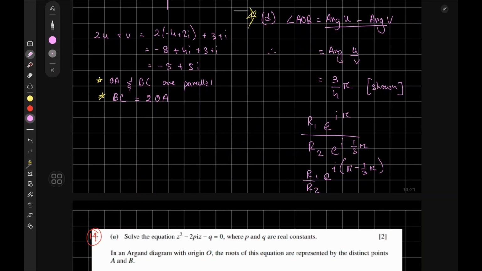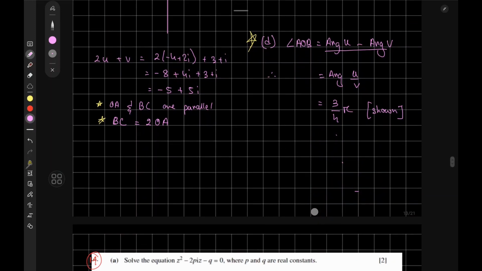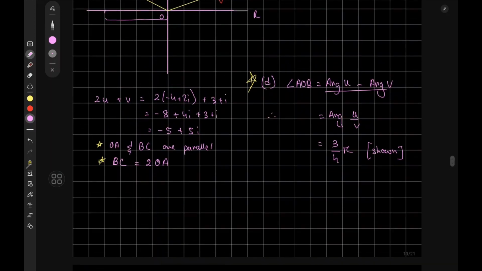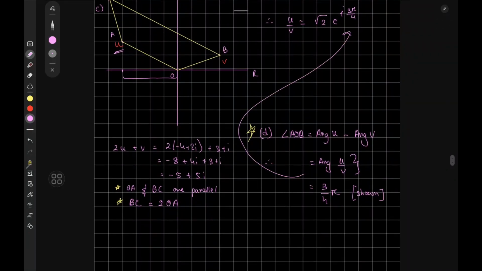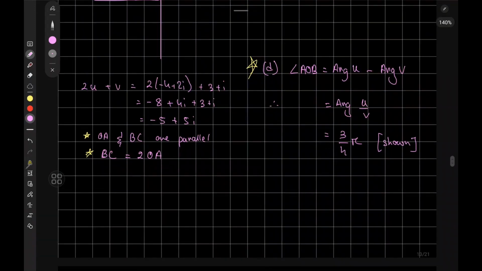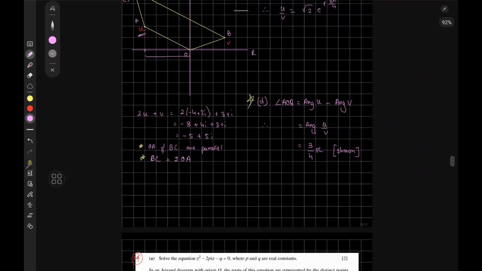So basically, whenever you're dividing two complex numbers, their arguments get subtracted. That is why, if argument of u minus argument of v is to be found, you can plug in the value of argument of u by v, which we already found out over here, which is 3/4 of a pi. Therefore, argument of this, I mean AOB, is also 3/4 of a pi.